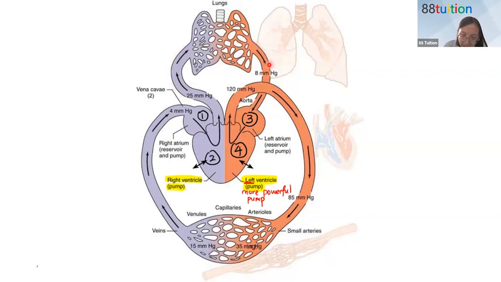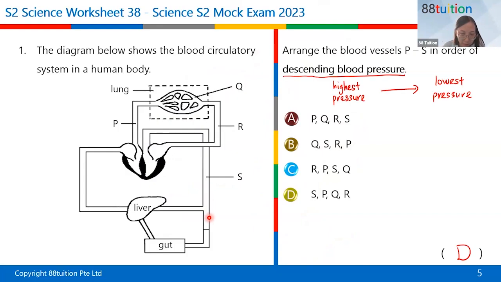25 naturally drops to 8, and then at chamber number 4, from 8, it will go to 120. All right, so is everybody clear? Once you know this pressure, they want the highest to the lowest. So it will be S, then P, and then pump from here.